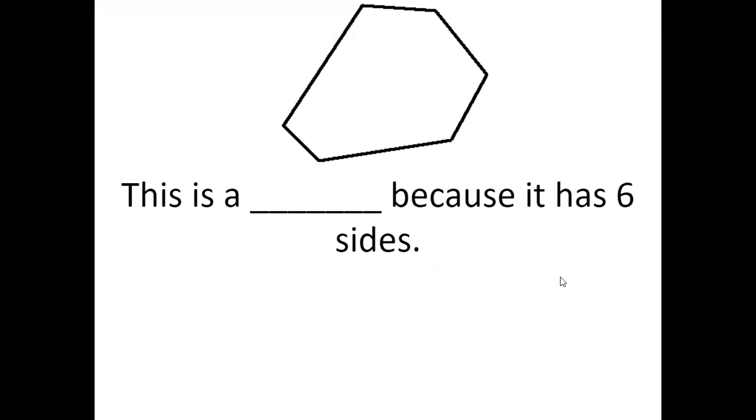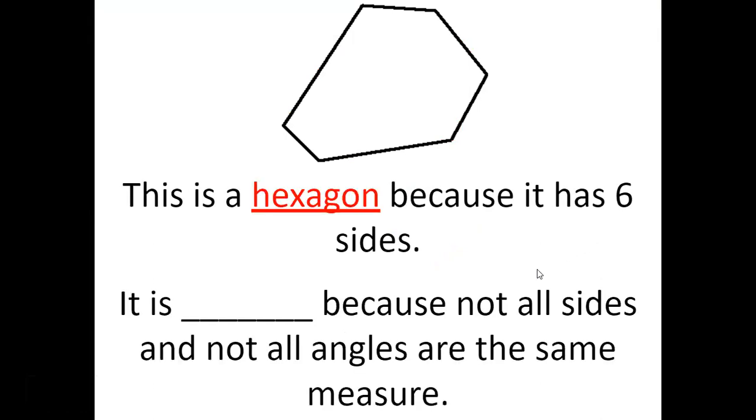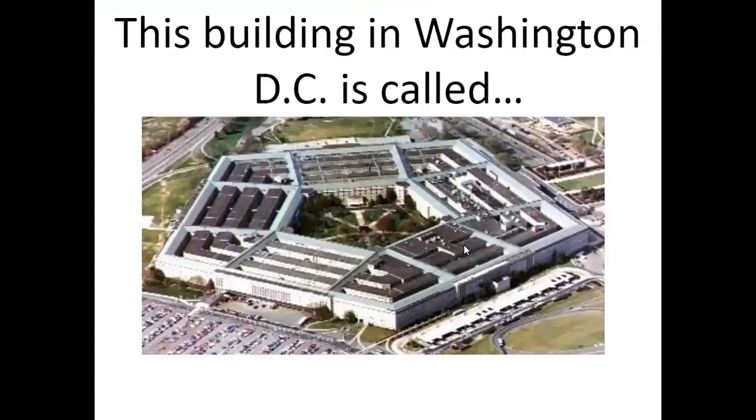So this is a blank because it has 6 sides. I look at 6, the prefix for 6 is hexa, so it would be a hexagon. And it is a blank because not all sides and not all angles are the same measure. We looked at regular versus irregular, and I know that this is irregular because not all sides measure the same. Not all angles are the same measure, okay?